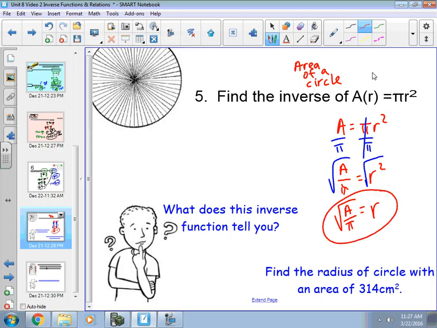And what does this inverse function tell you? It would tell you what the radius is if you know the area. So if you knew the area of a circle and you plugged it into this equation, divided by pi, and took the square root, it would tell you what the radius is. So we could use that.